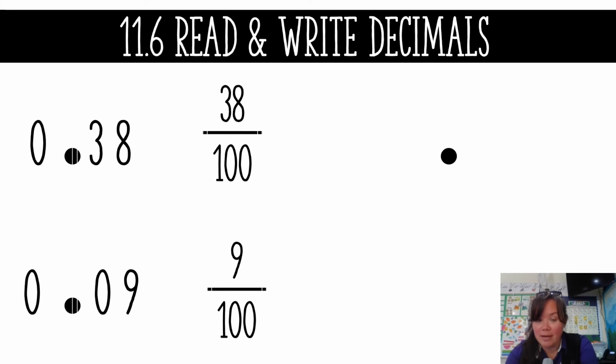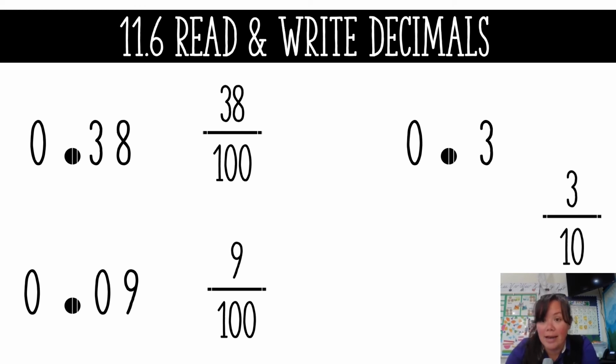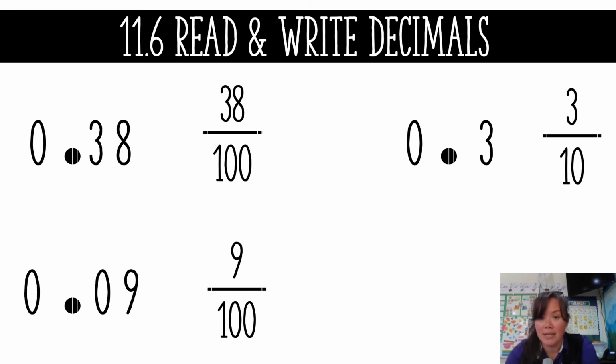Easy peasy, right? We haven't done a tenths yet, so let's do one. This is 0.3, which is otherwise known as 3 tenths, and we would write it as 3 over 10, 3 tenths. Okay, so these are decimals to fractions and fractions to decimals. Hopefully this helps you with the front side of your page.